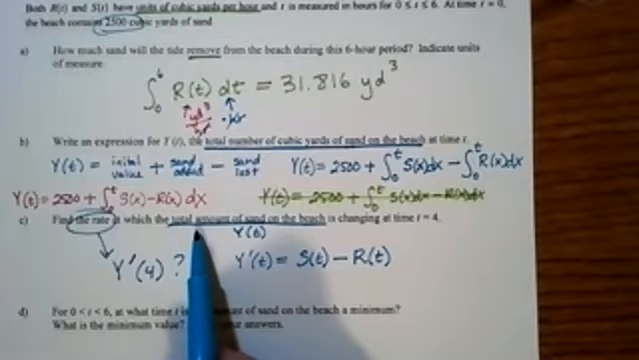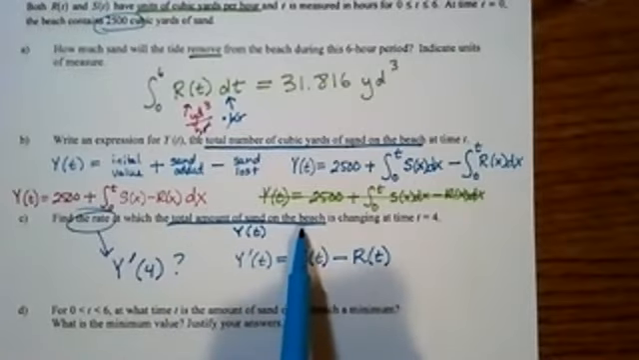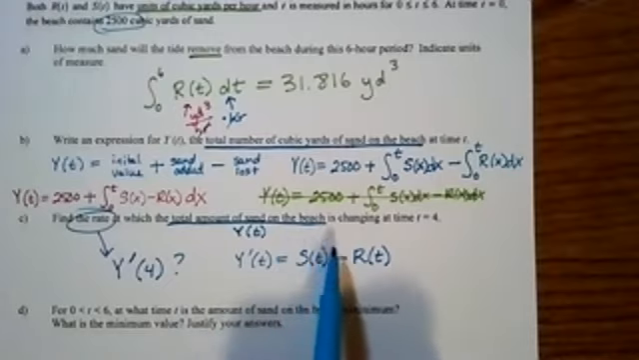So the amount of sand on the beach, this makes kind of common sense. The total amount of sand on the beach, wouldn't that be changing at a rate equivalent to the rate that it came in minus the rate it went out?